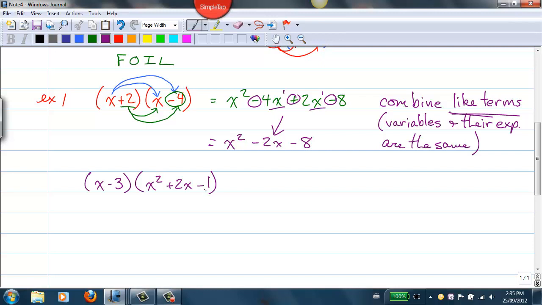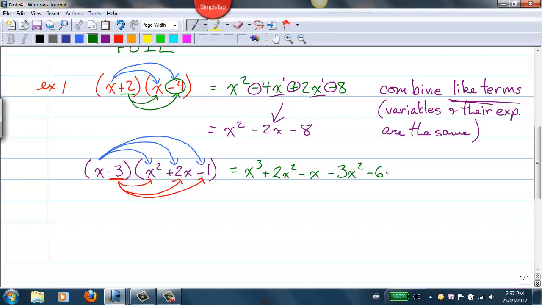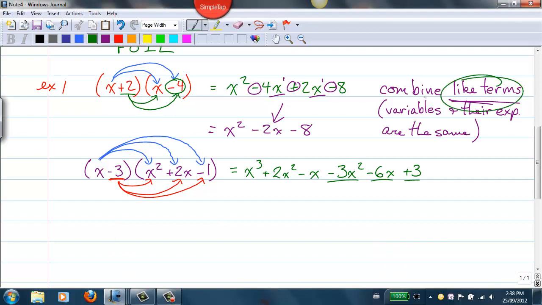So x minus 3 and x squared plus 2x minus 1. The x multiplies everything inside the second bracket, as does the negative 3. X times x squared then comes in as x cubed. X times 2x comes in as 2x squared. X times negative 1 is negative x. Negative 3x squared, negative 6x, and positive 3. And notice that I list the signs.